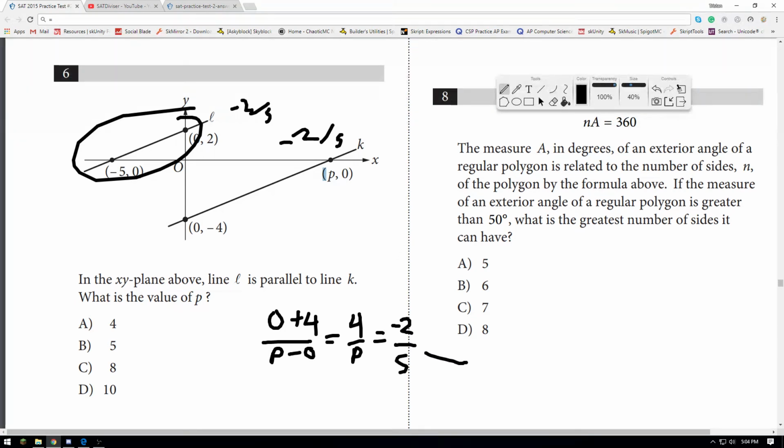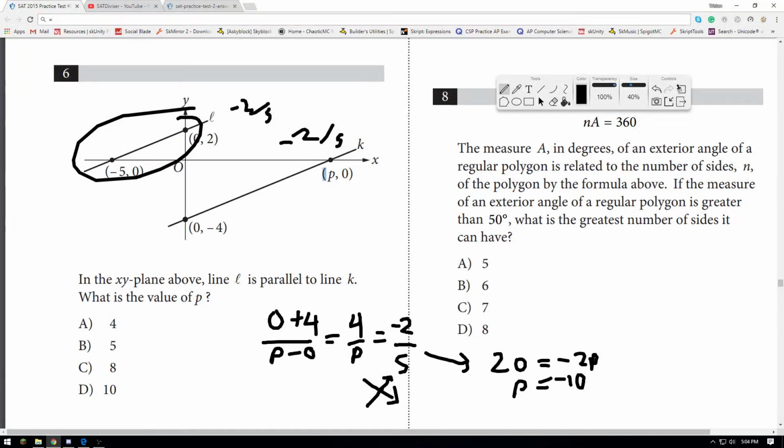Let me just go into this other problem over here just to get room. If we cross multiply, we'll get 20 is equal to negative 2p. We divide both sides and we should get p is equal to negative 10. P is equal to negative 10. Now look at our answer choices.